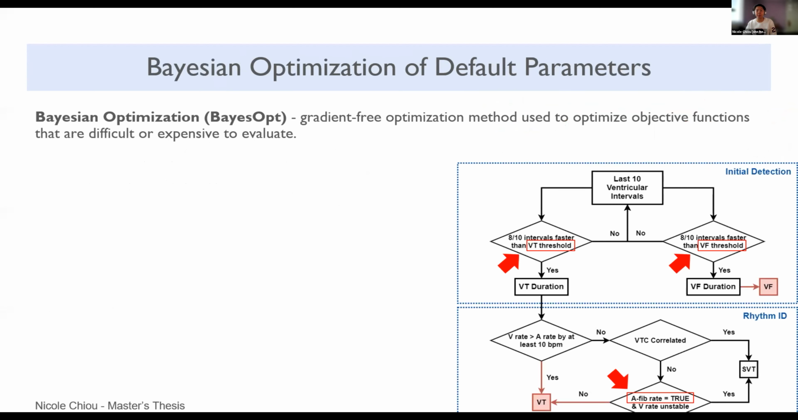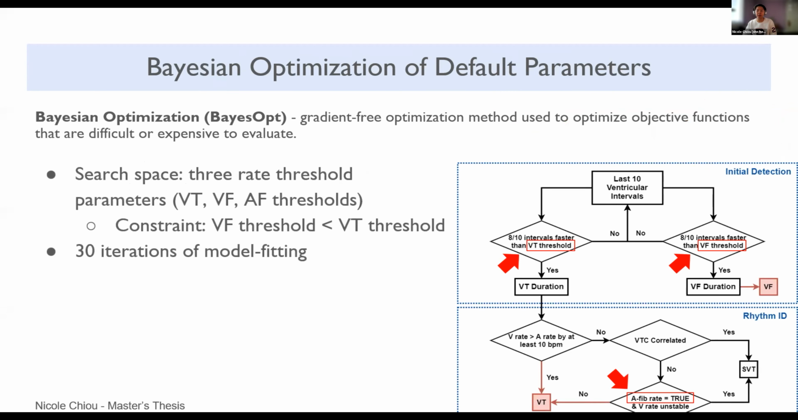Bayesian optimization, or BayesOpt, is a gradient-free optimization method typically used to optimize objective functions that are difficult or expensive to evaluate. Three parameters were included in the search space for BayesOpt and were optimized over the entire patient population included in the dataset. These parameters were chosen because the Boston Scientific detection pipeline relies heavily on rate-based information from the signals, as the main portion of the algorithm makes a decision solely based on these parameters, as shown on the diagram to the right.